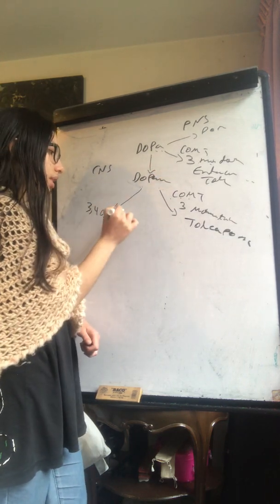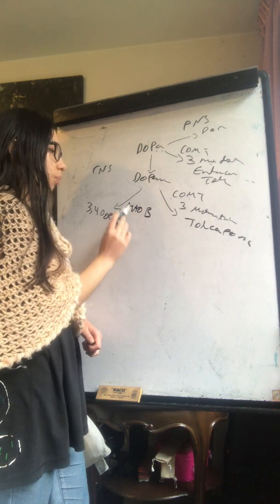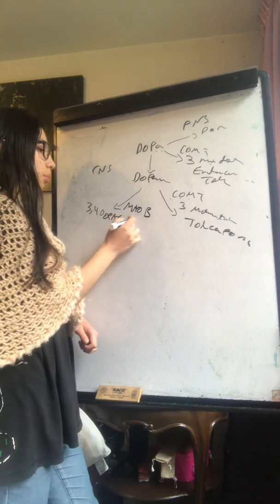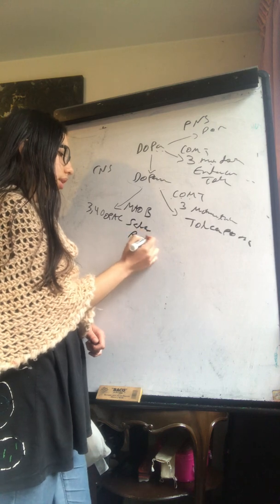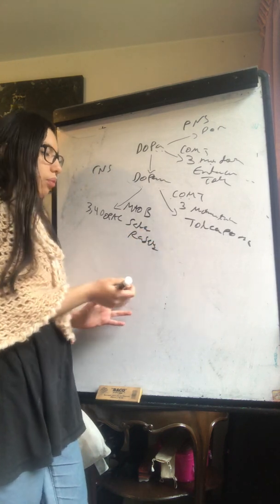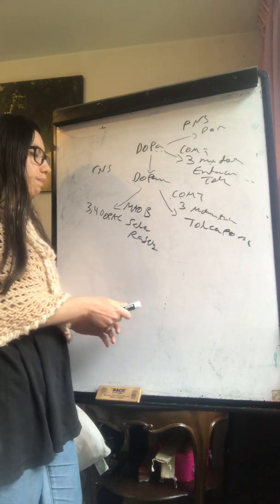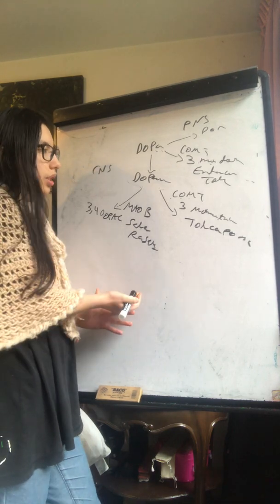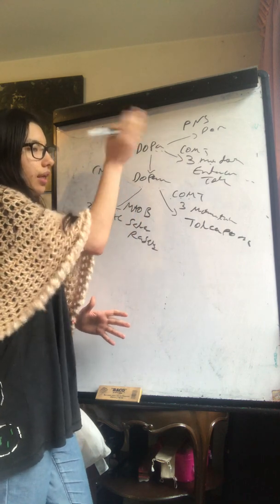The other is to block this. This is by the enzyme MAO-B, monoamine oxidase B. So we block it with selegiline or rasagiline. The adverse effects would be insomnia and confusion, something like that.